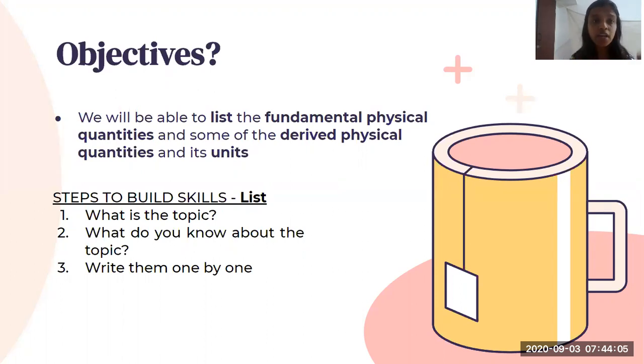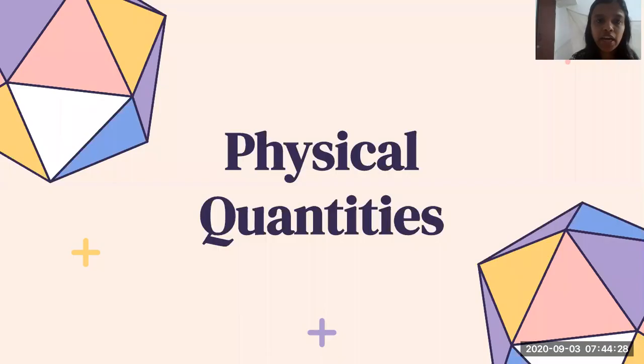And so first of all, you'll be thinking about the topic. So here our topics are fundamental physical quantities. So that is the topic for our class today. What do you know about it? And the fundamental physical quantities பத்தி உனக்கு என்ன தெரியும்? And you will be writing it one by one. So that's how you list certain items. So that's our objective for today. And we'll move on to physical quantities.